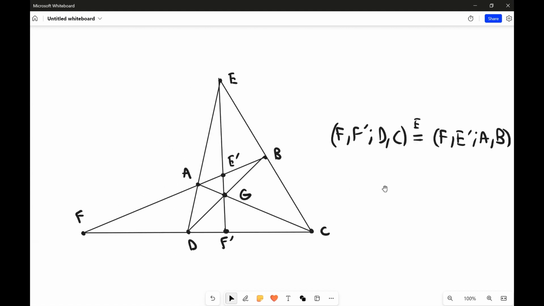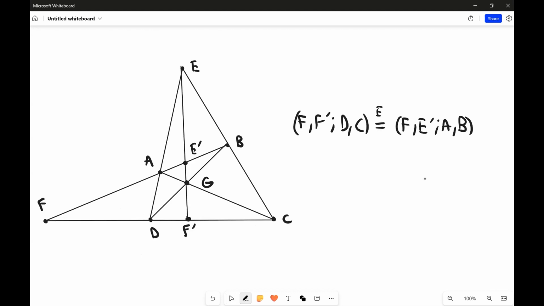And now what else can we project this through? Well, we also have this point G here. So we could try projecting through G. And when we do that, after projecting through G, we end up getting the point F stays where it is because we're projecting from this line here to this line here. And then the point E prime goes to point F prime. So we still have the same thing here.